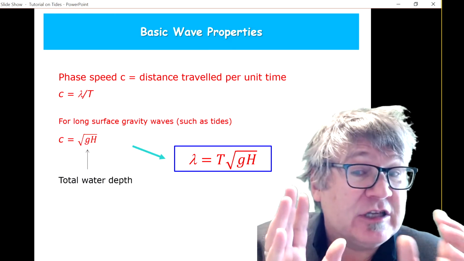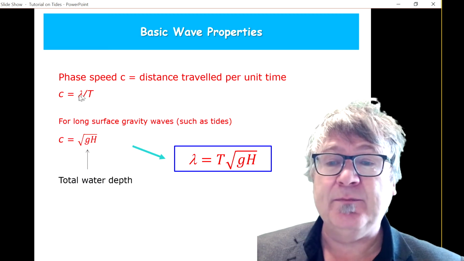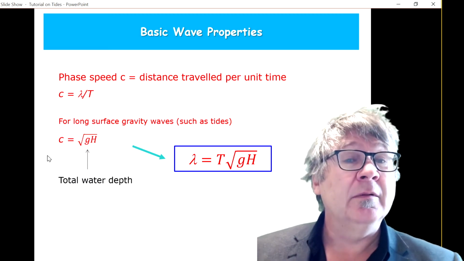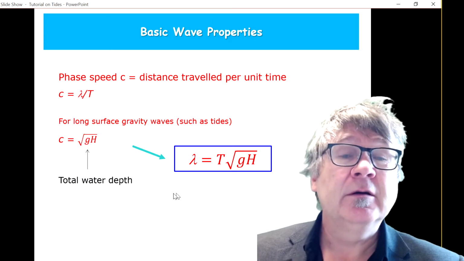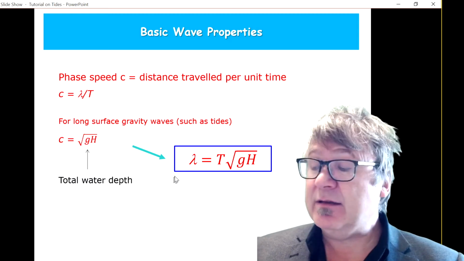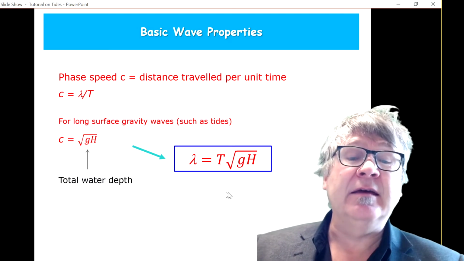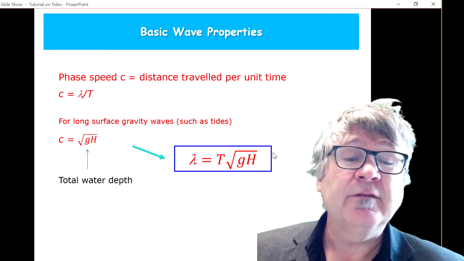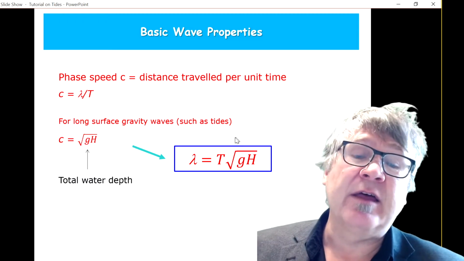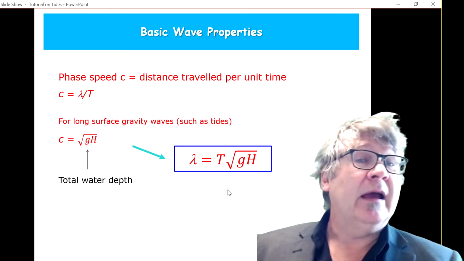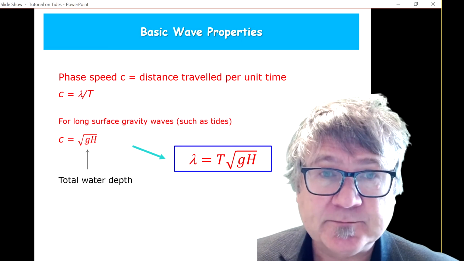Now, in the next step, you can actually combine these two equations. You have two equations for c, one at the top, one at the bottom. You can put them together, and what you work out is that the wavelength is related to the wave period, and a constant water depth relates these two to each other: square root g times h. And this relationship is very significant for tides.